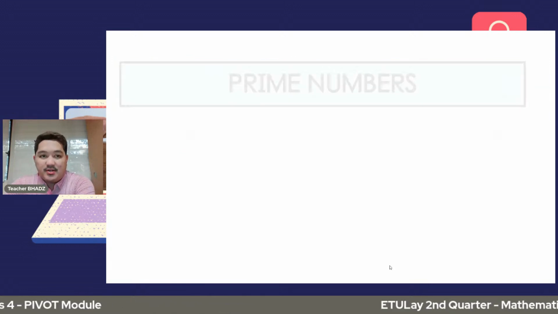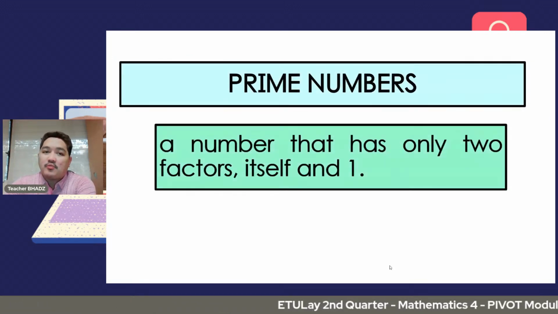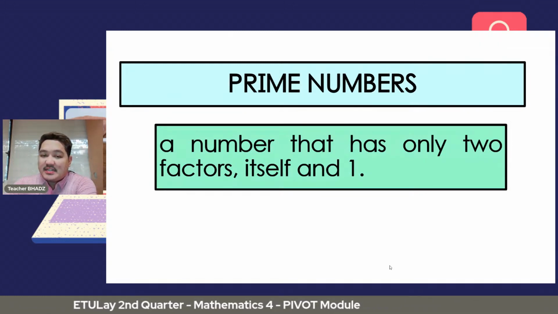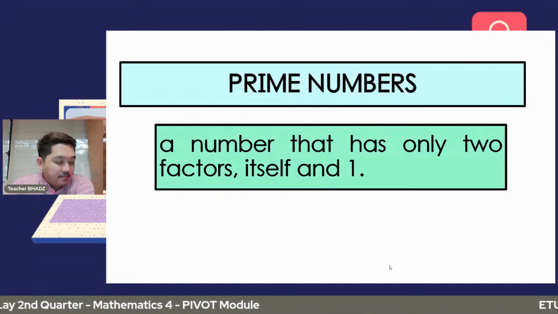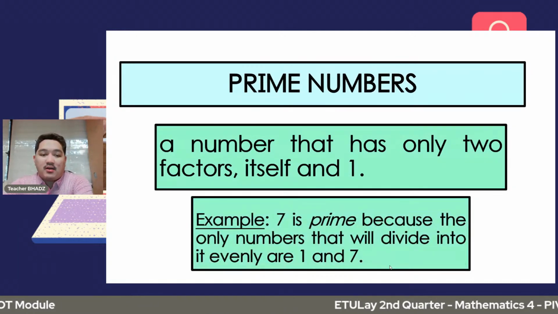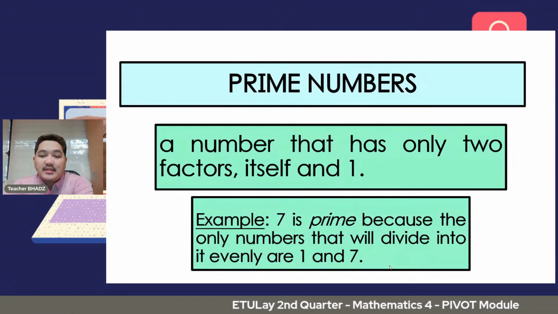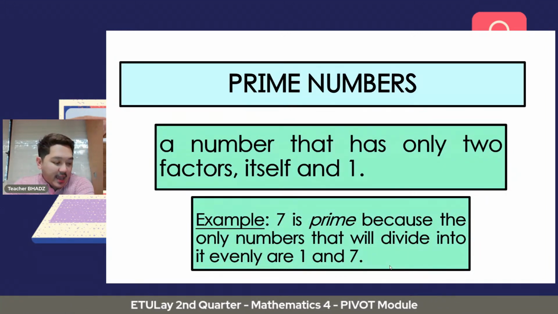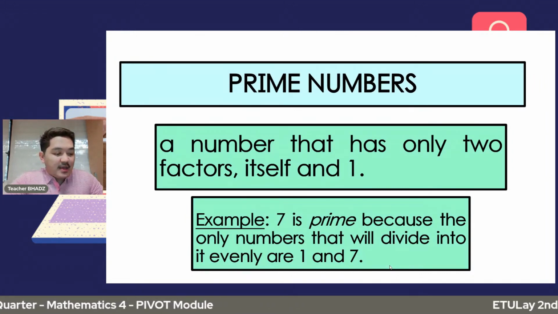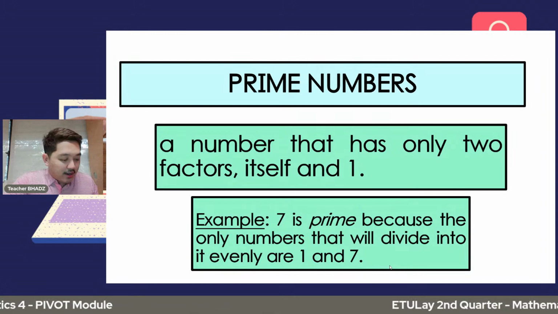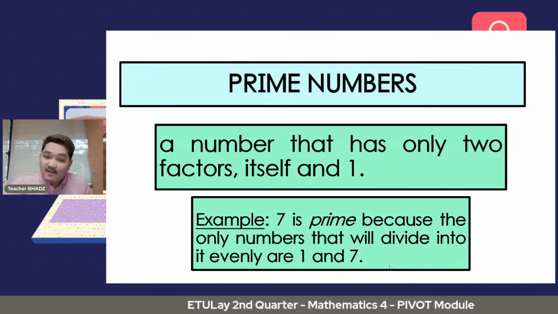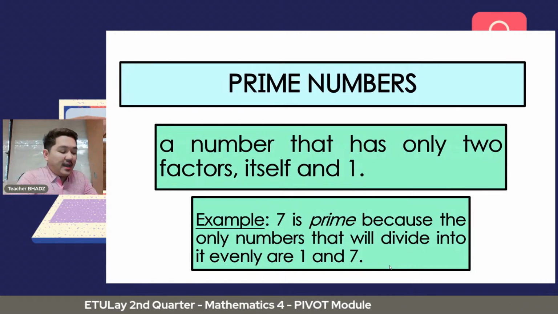So to sum it up, when we talk about prime numbers, it is a number that has only two factors, the number itself and 1. Example is 7. It is prime because the only numbers that will divide into it evenly are 1 and 7. If you divide 7 by 7, the quotient is 1. If you divide 7 by 1, the quotient is 7. So yun lang yung pwedeng makapag-divide.